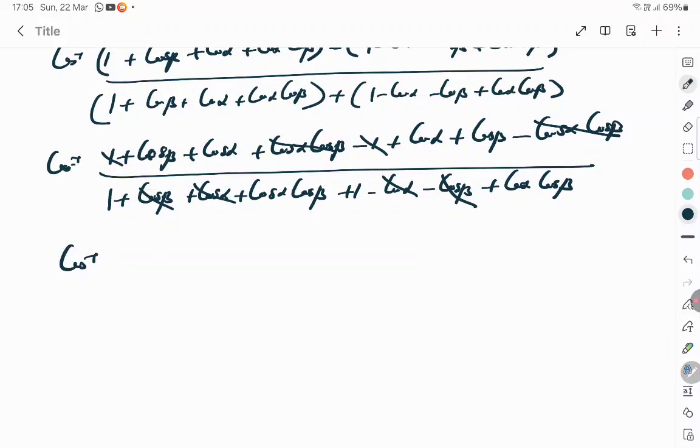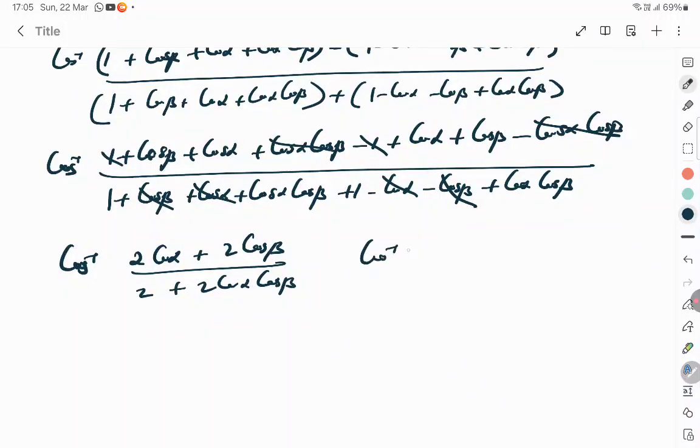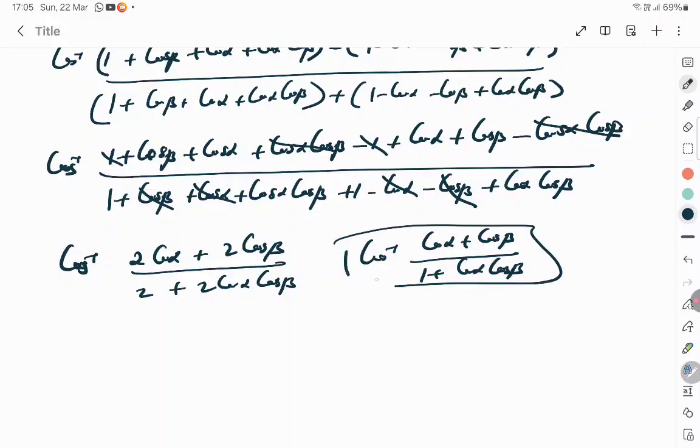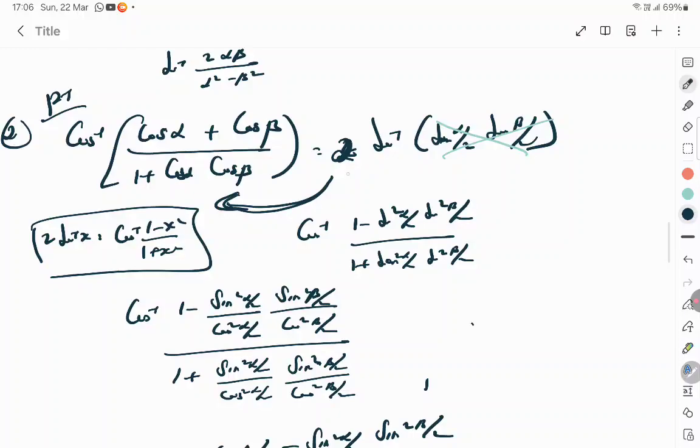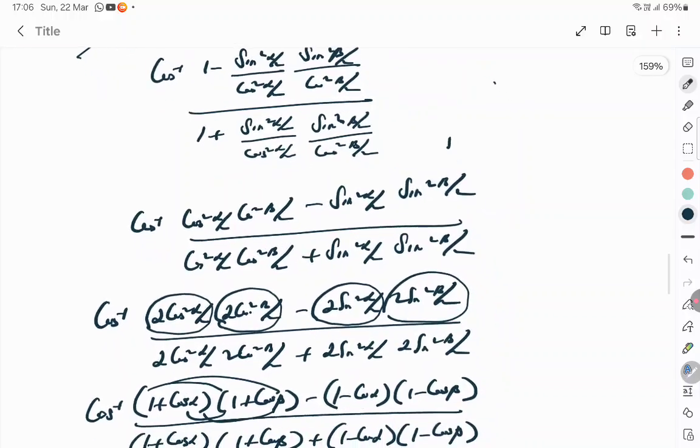Okay, so what are you left with? A cos inverse of 2 cos alpha plus 2 cos beta by 2 plus 2 cos alpha cos beta, which is nothing but, 2 can be taken out common. You have cos alpha plus cos beta by 1 plus cos alpha cos beta, and that's exactly your right hand side or left hand side in this case. So don't convert 2 tan inverse in terms of 1 tan inverse, because you need it as cos inverse. So straight away use this formula and do it. Okay, so you got the answer.